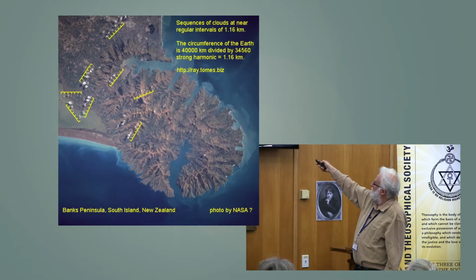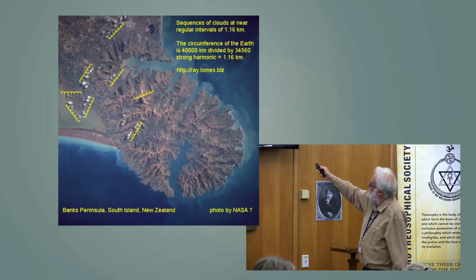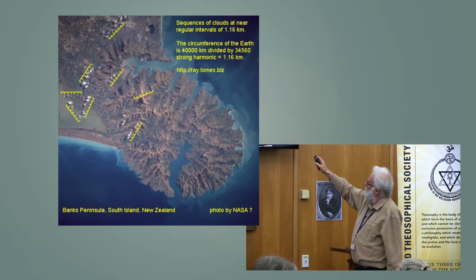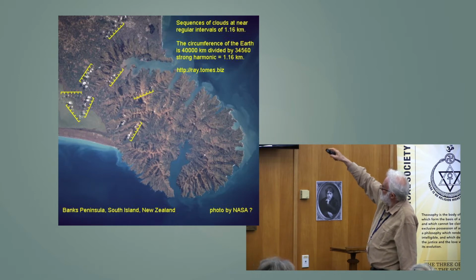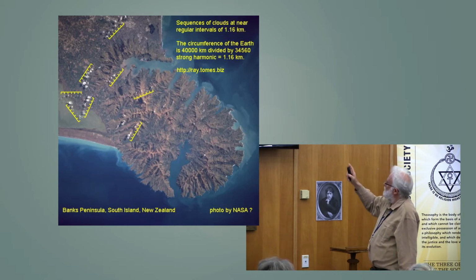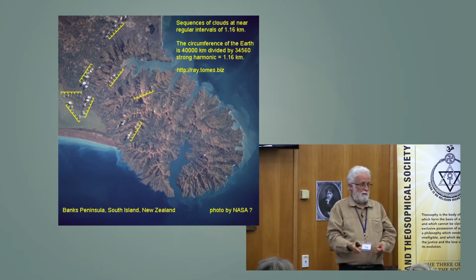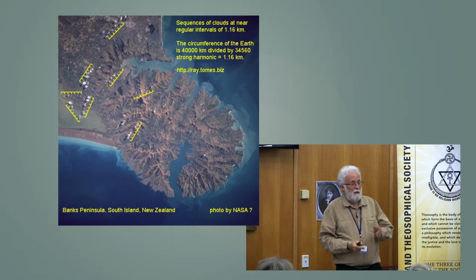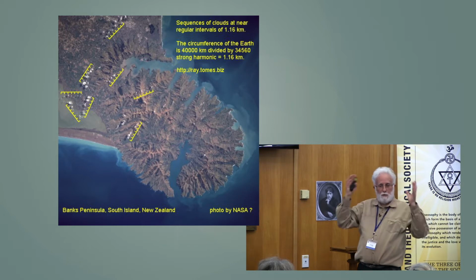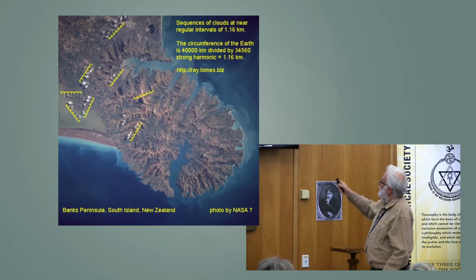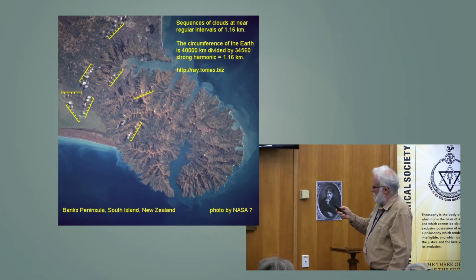This is Christchurch in New Zealand. There's little puffs of cloud there, and next to the little puffs of cloud, I put these little yellow lines with marks on them. Those marks are the Earth's circumference divided by 34,560, which is the first really strong harmonic that's predicted. So it's working on the circumference of the Earth, and we find other things that occur at that as well.